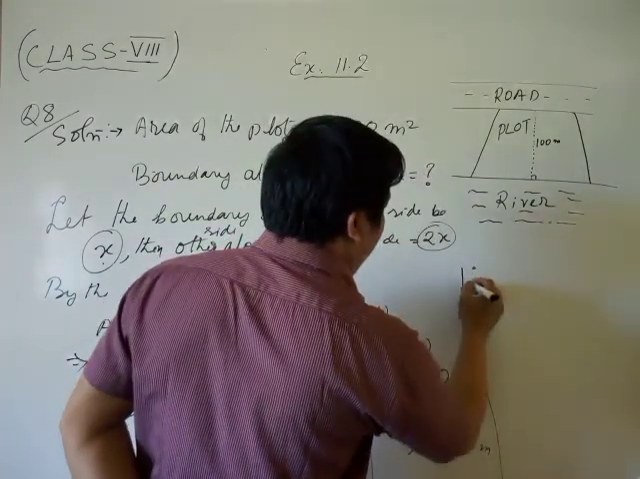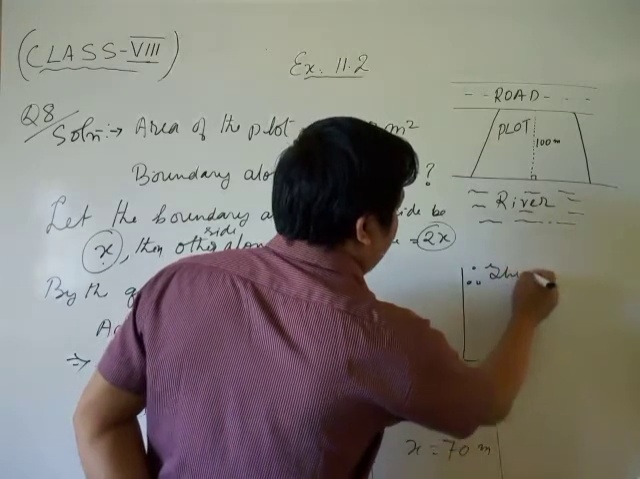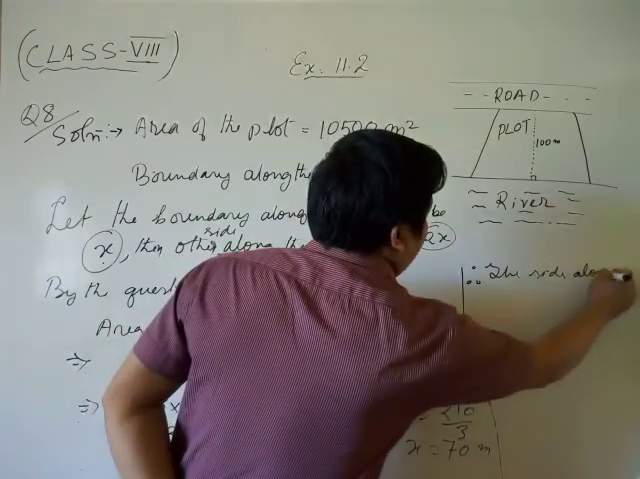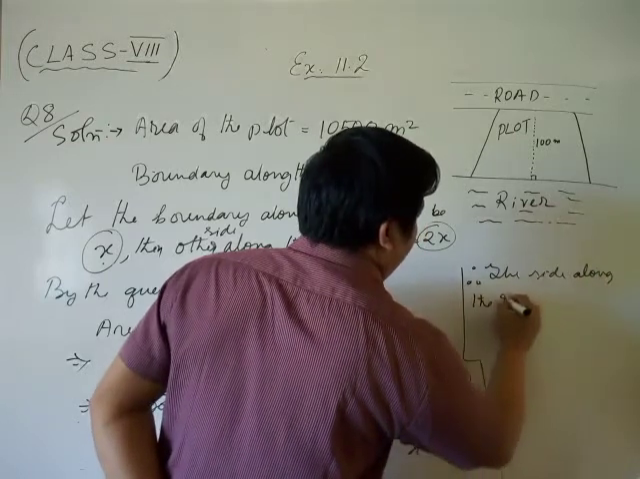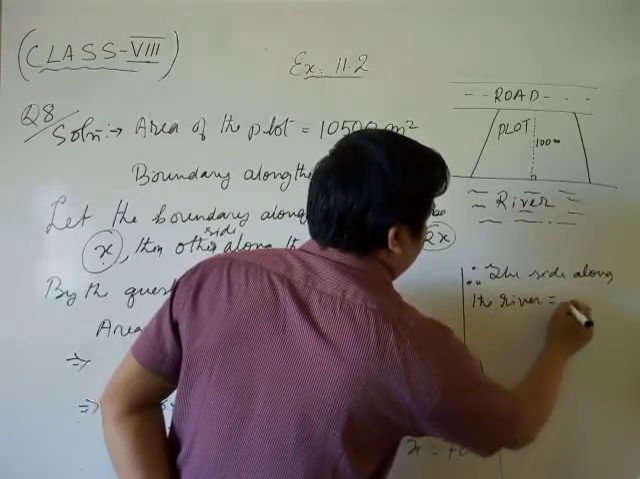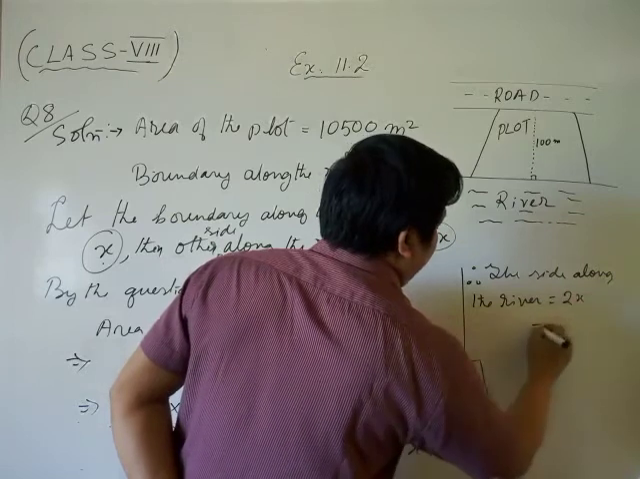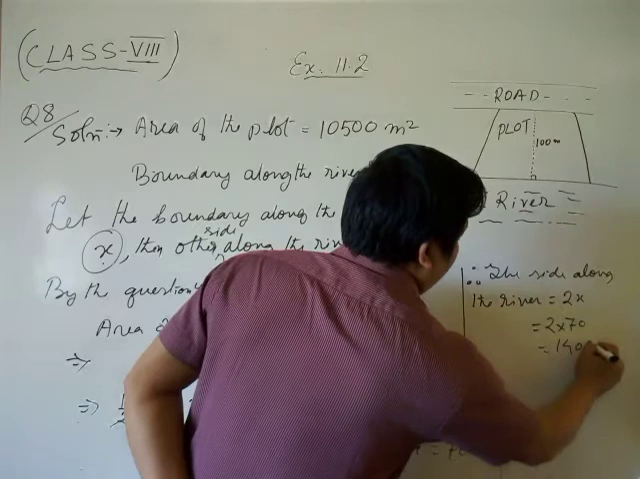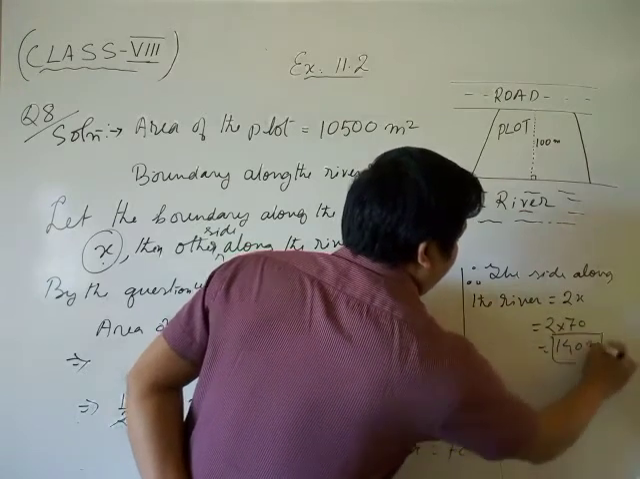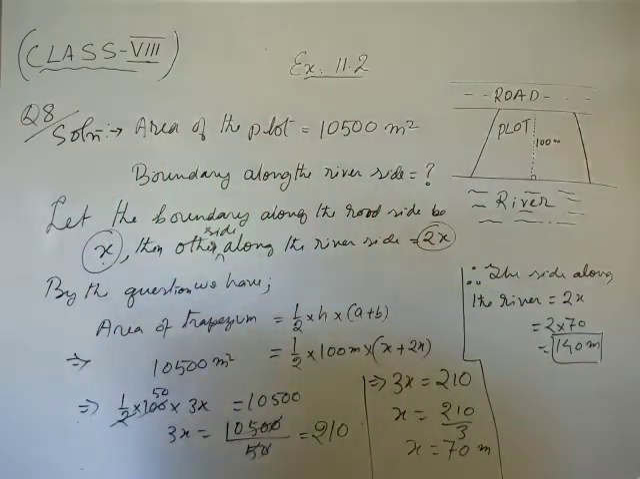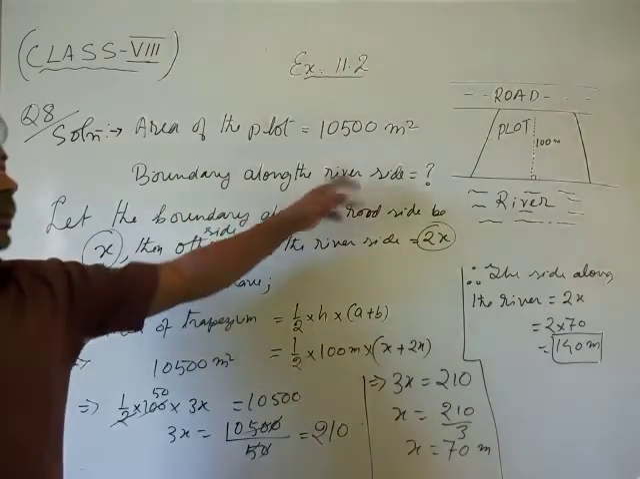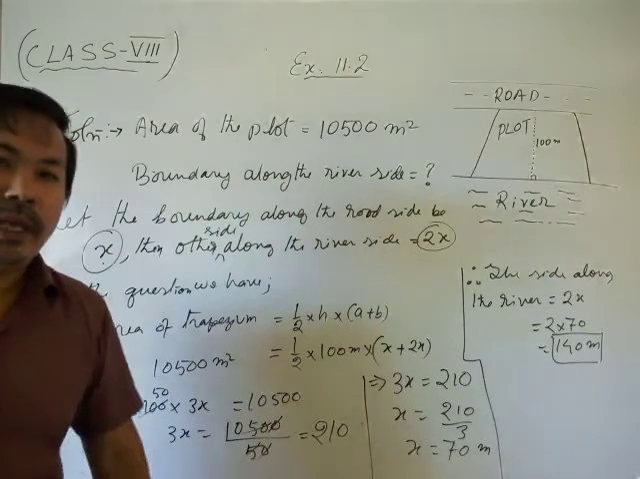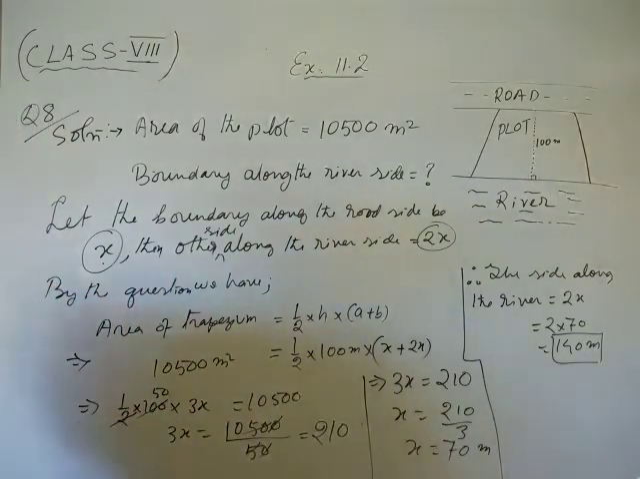So therefore the side along the river is equal to twice x. That means 2 into 70, that is 140 meter. 140 meter is the answer of the question. Means the boundary along the river side, or the side along the river. Okay. So this is the answer for question number 8. Now let us go to next question.